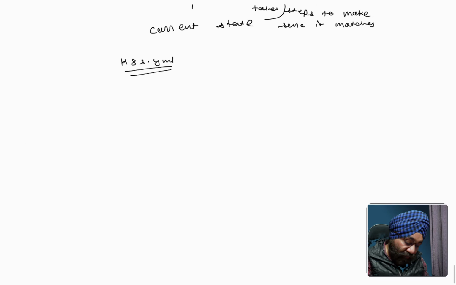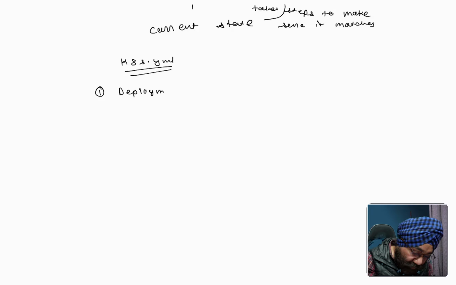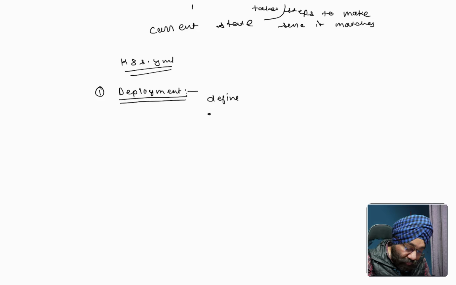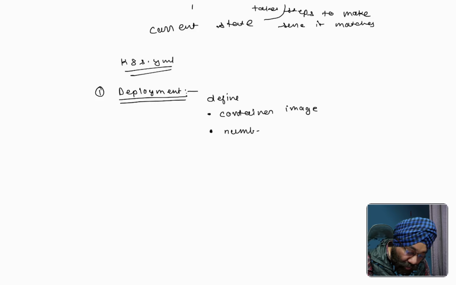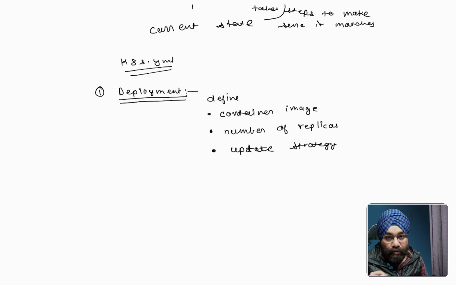Okay, the first one is the deployment section. In this you define your container image. We learned that the image can be pulled from the registry, right? The same image. The number of replicas you want of this image to run, and the update strategy: how fast it should move if the number of replicas is not matching. Okay, so your pods are managed using this.